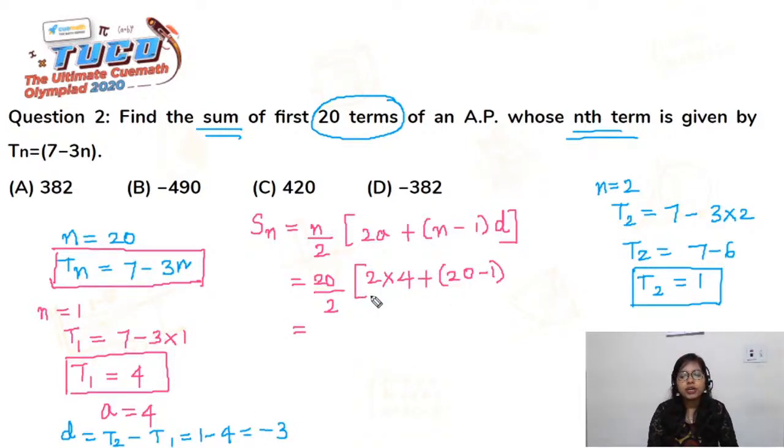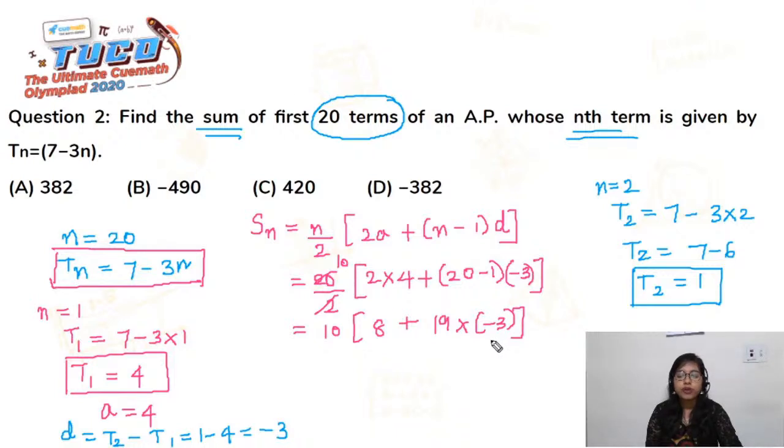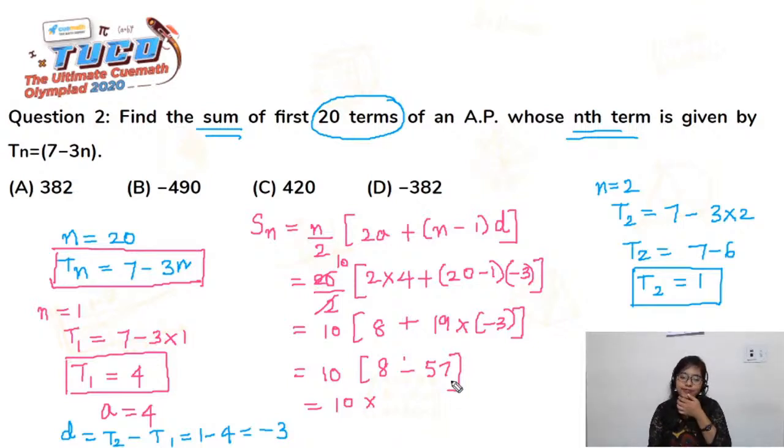So from here, I could say the value of D is nothing but minus 3 in brackets. And then this is 10, so 10 times 8 plus 19 times negative 3. This is what we have. And from here, what can we say? We can say that this would give us 10 times 8 minus 57, and then 10 times 8 minus 57 is going to give us minus 49. And finally, we have minus 490. And hence, option B is the right answer.